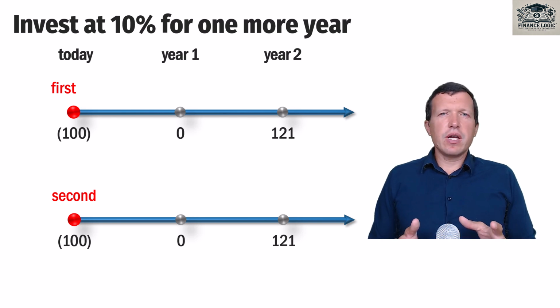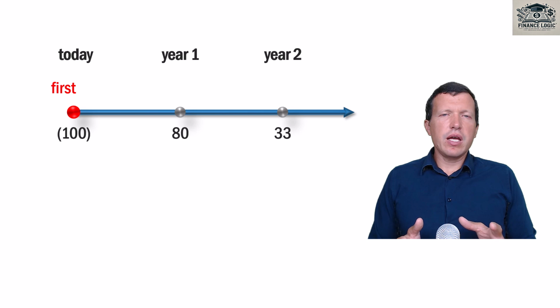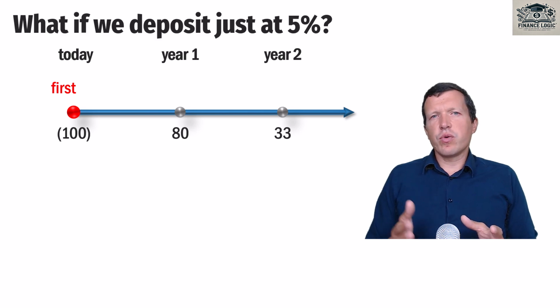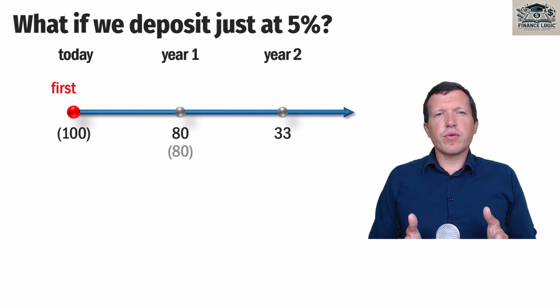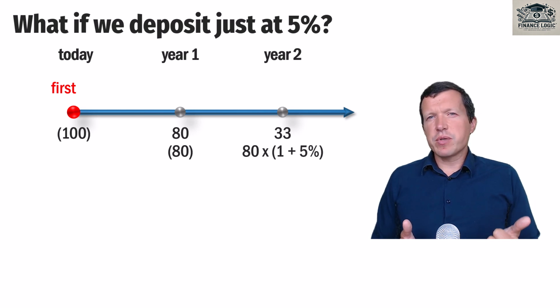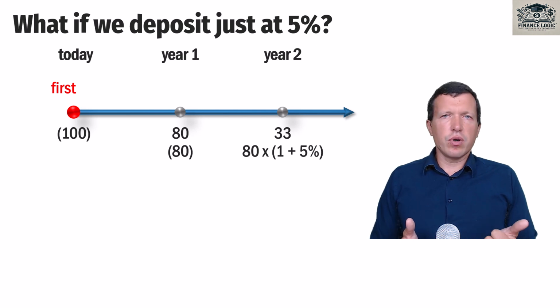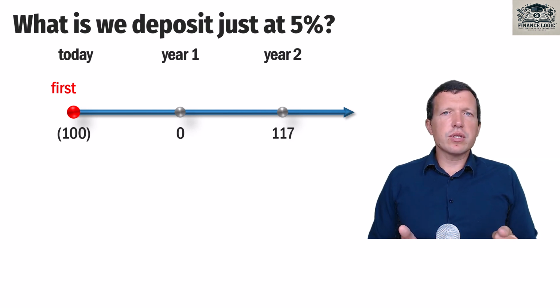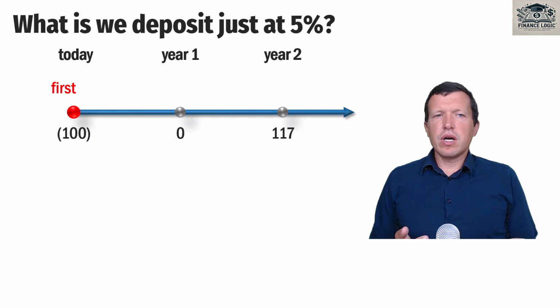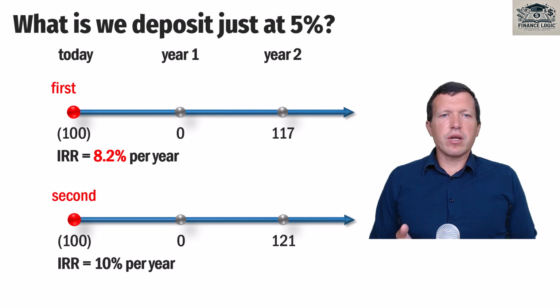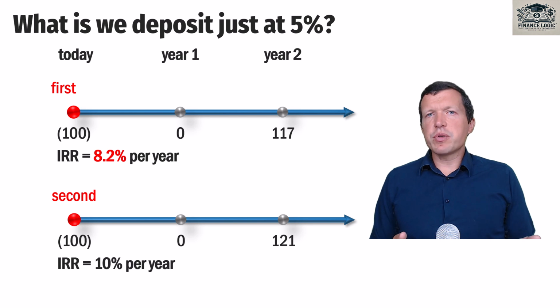Now let's imagine that we get 80 and we are able to invest it for 1 year till the end of year number 2, but only at 5%. In this case, instead of getting 80 in year number 1, we get 80 plus 5% and it's only 84. And our cash flow pattern looks like this. We get 117 at the end of year number 2. Now let's re-estimate IRR. What is IRR in this case? In this case, IRR is only 8.2%, compared to the second project that promises 10% per year.